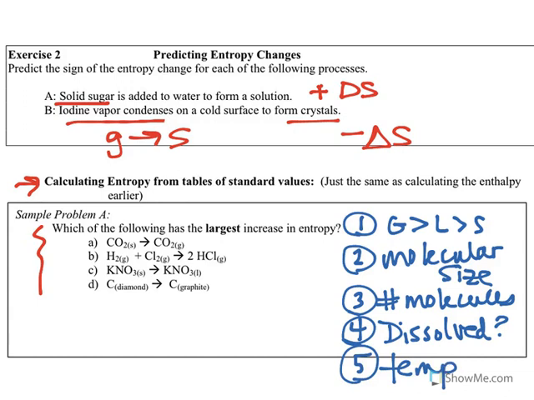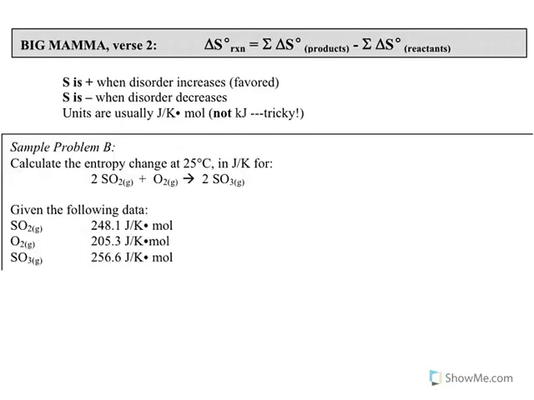So if I look at this one, really probably the one that's going to have the biggest change or increase in entropy is going to be A, because we have our solid going to a gas. That's probably going to be the one that has the largest increase. So like I said, it's pretty hard to predict a lot of times, but we can definitely calculate it. And so we have this equation here for delta S, and this is delta S for our reaction.